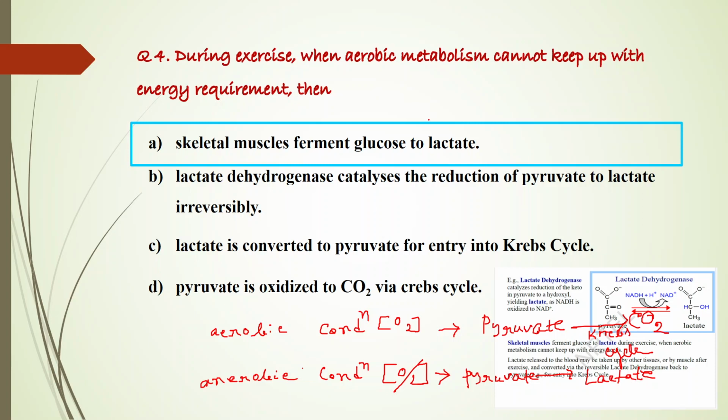So the overall fermentation process, we can say, comprises glycolysis plus the conversion of NADH to NAD+, that is, the oxidation of NADH. This overall process is known as fermentation, and that is done by the skeletal muscles which convert glucose to lactate in case of anaerobic condition. So this was our correct option.